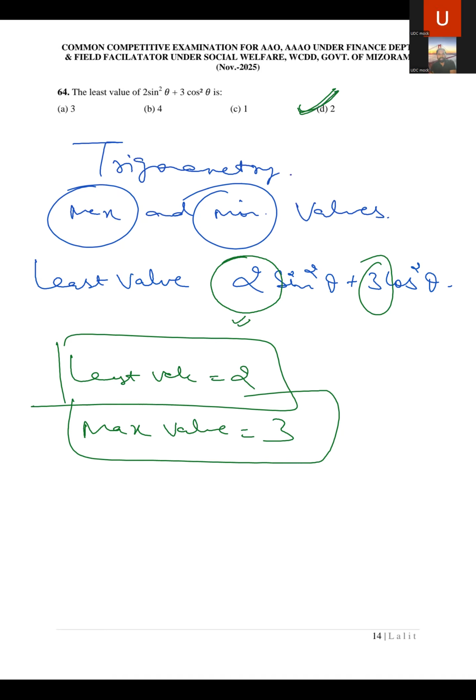Now there is whole concept behind this, but right now I'm telling you the short thing. All right. So 2 is the least number, lesser number, the least value, larger number, the maximum value. That's it, nothing else in this. Let us see this next one.